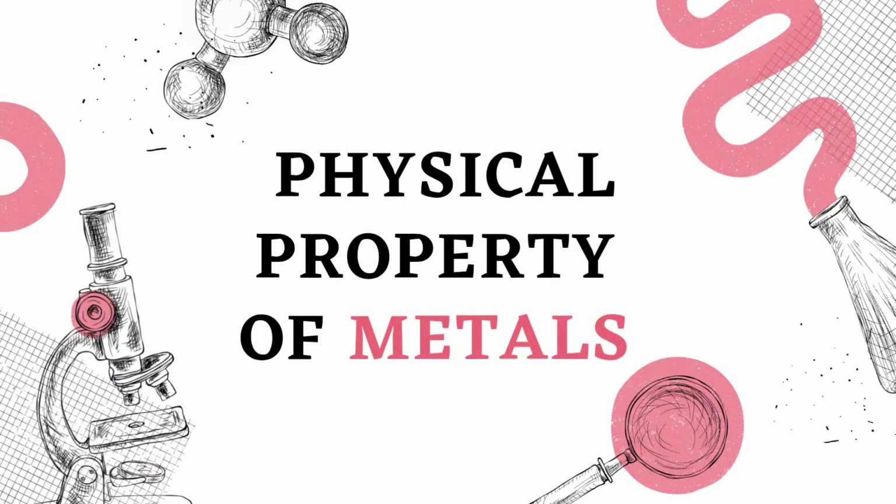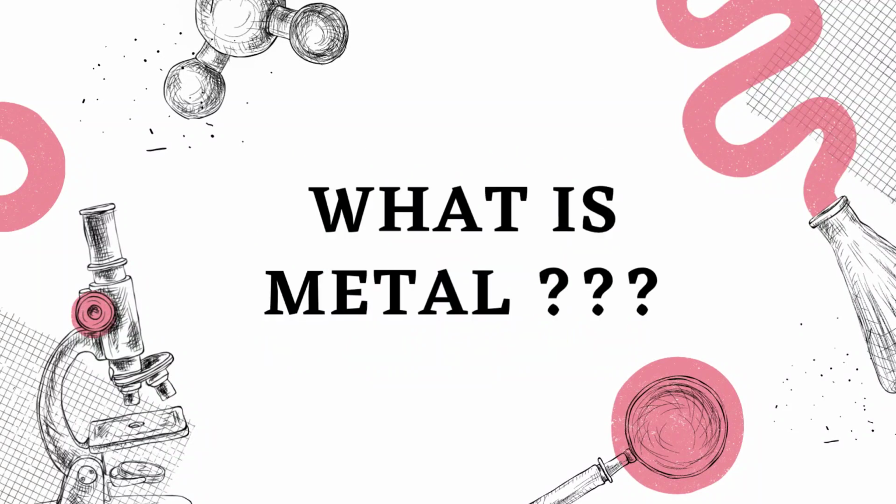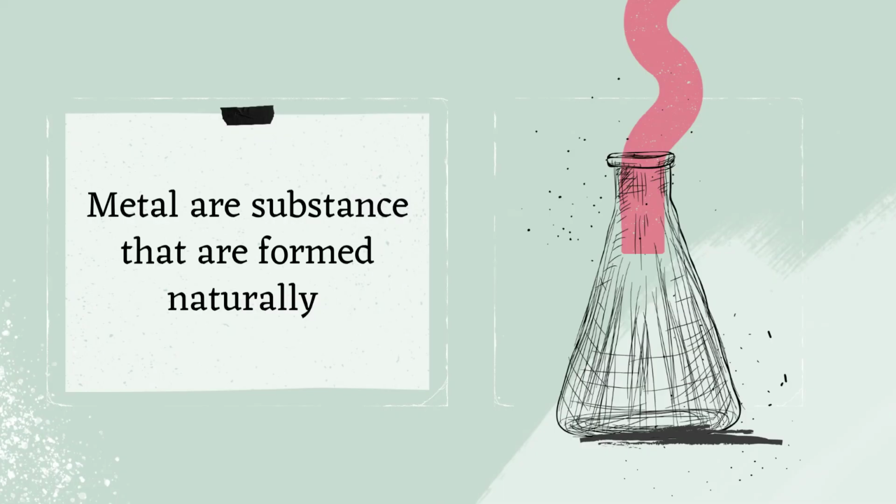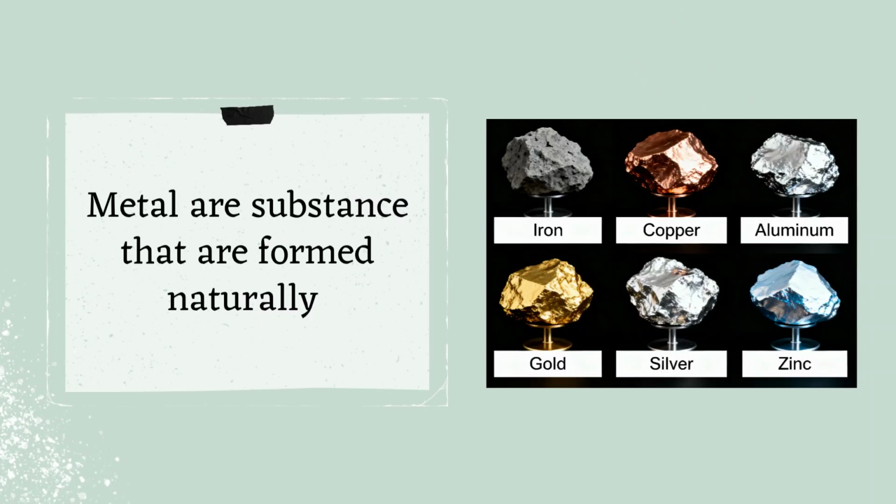Hello everyone. In this video, we will be learning about the physical properties of metal. So before jumping into these properties one by one, we will first understand what is a metal. So metals are the substances that are formed naturally below the surface of earth. Example: lithium, magnesium, sodium, aluminium, etc.